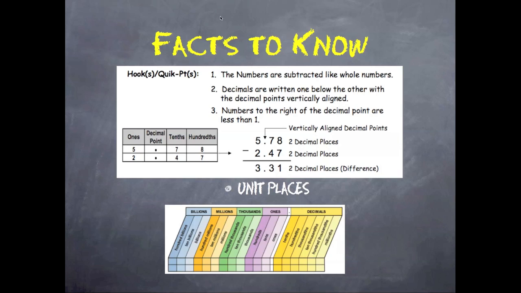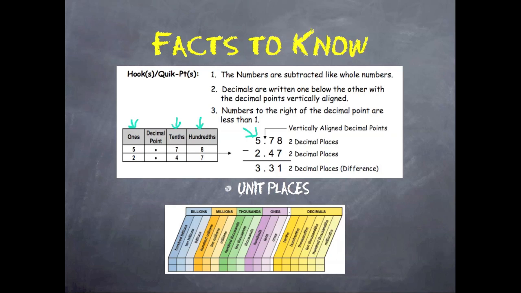So you see this example. In this example right here, the 5 and the 2 are in the ones place, so they're greater than 1. The decimal point is here, and then after the decimal point, you have the tenths place and the hundredths place.